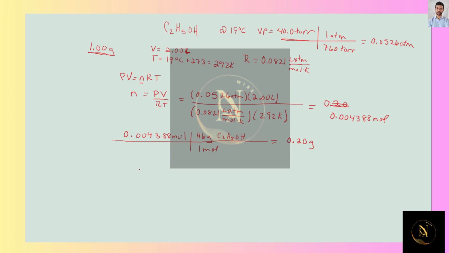Since I started off with 1 gram, I'm going to subtract off the 0.20 grams, and that leaves me with 0.80 grams of ethanol that is left as a liquid. The rest is up here in the gas state.